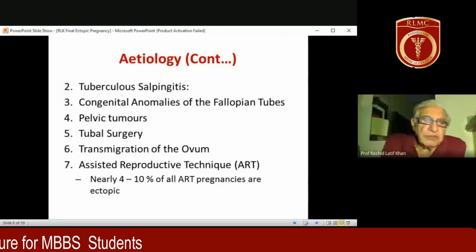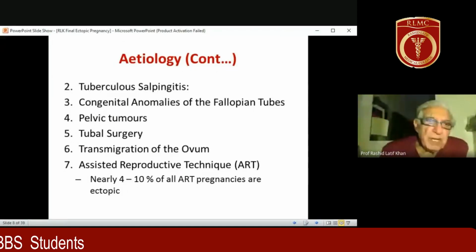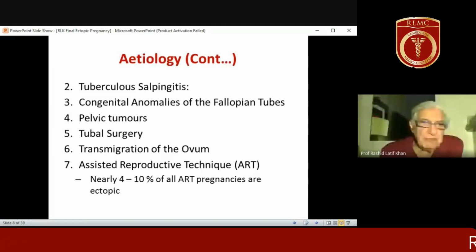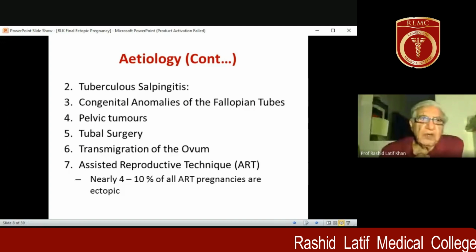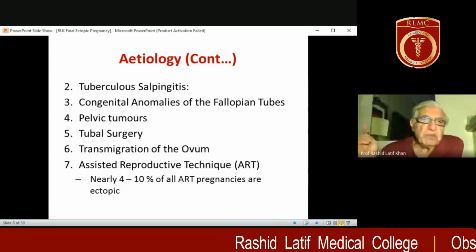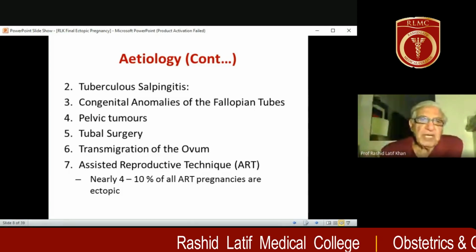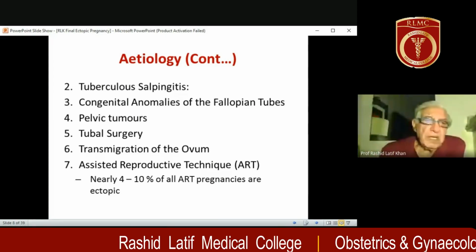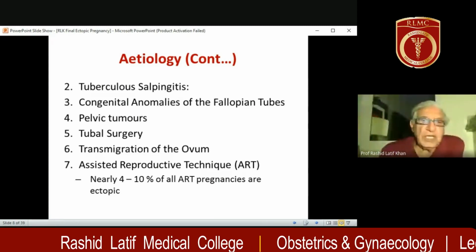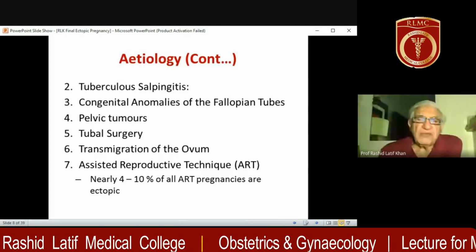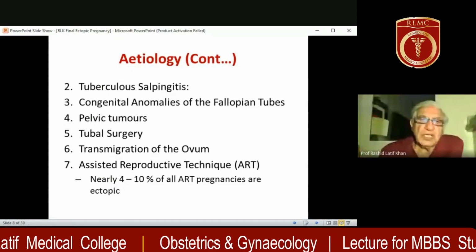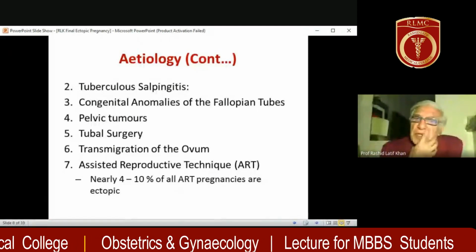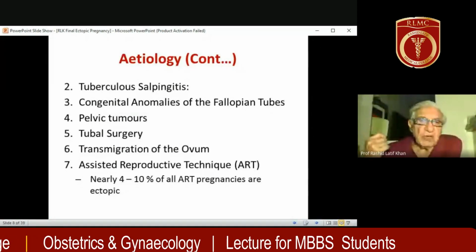The other causes, most common is PID. Other causes, tuberculosis of the genital tract, tuberculosis salpingitis, same reason. In Pakistan, tuberculosis is still very common, predominant. And so always remember those patients who had pulmonary tuberculosis, when they get married, they have higher risk of ectopic pregnancy. Congenital anomalies of the fallopian tubes, if there's a diverticulum in the fallopian tube, the egg will get stuck in that diverticulum.